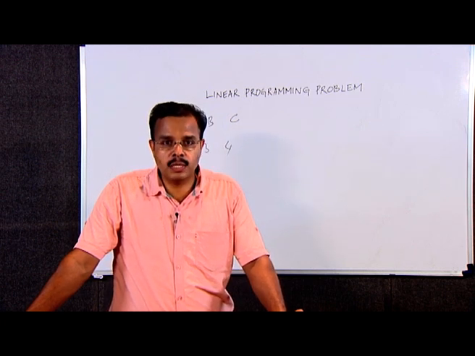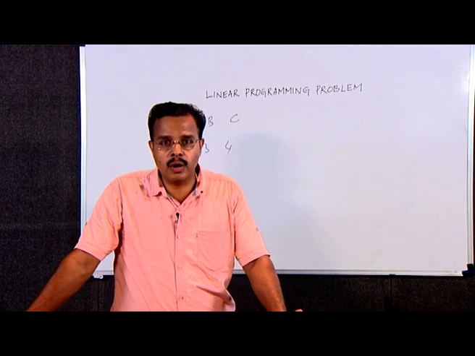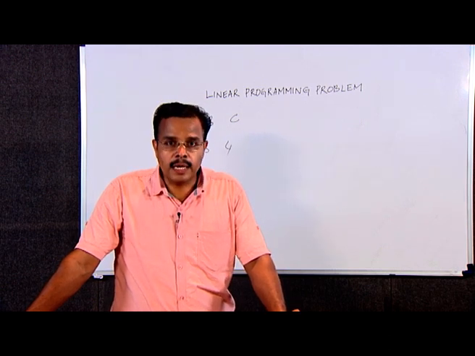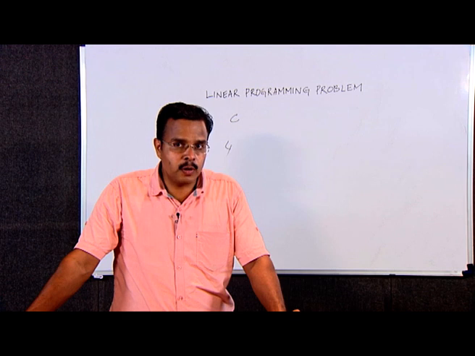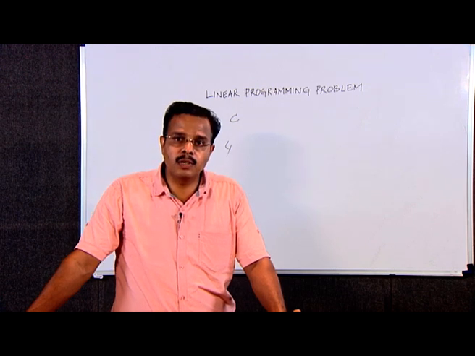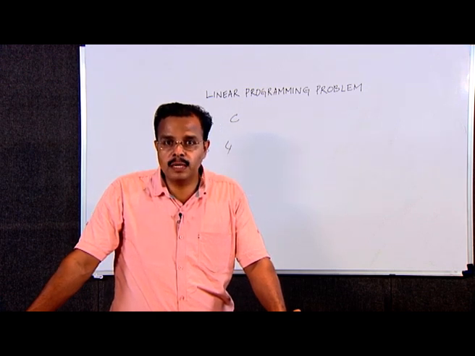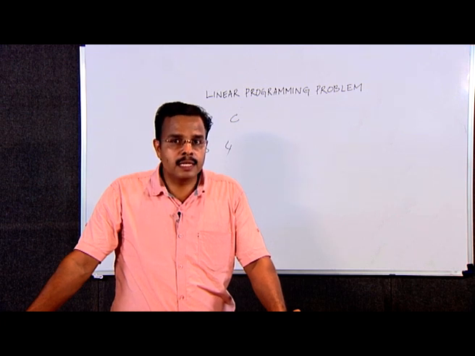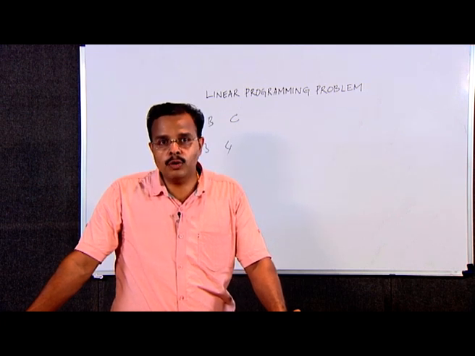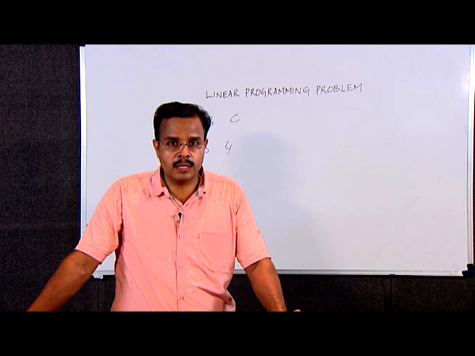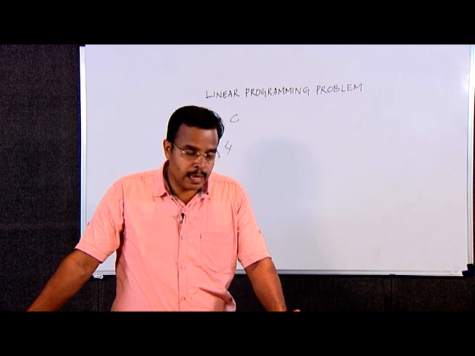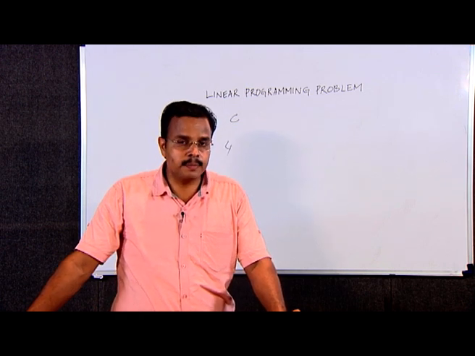The table shows the hours required on each machine type per unit of each product, the total available machine hours per week and the profit realized on the sale of 1 unit of any one of the products. We want to mathematically formulate the problem.